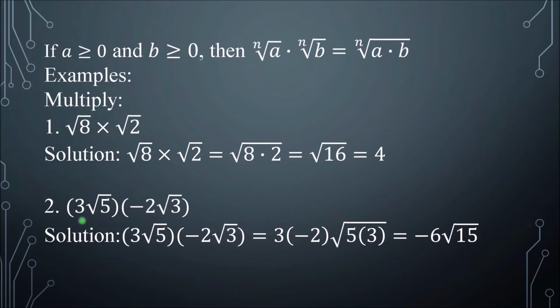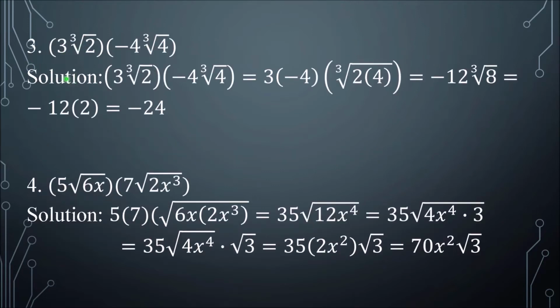Number 2, 3 square root of 5 times negative 2 square root of 3. So first, we need to multiply the coefficients. 3 times negative 2, that is negative 6. And then the radicals, square root of 5 times square root of 3, square root of 5 times 3, which is square root of 15. So the final answer is negative 6 square root of 15.